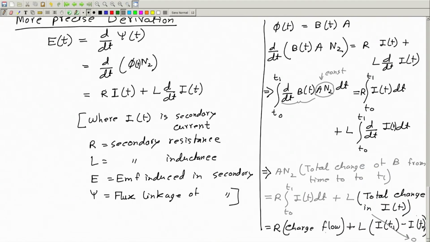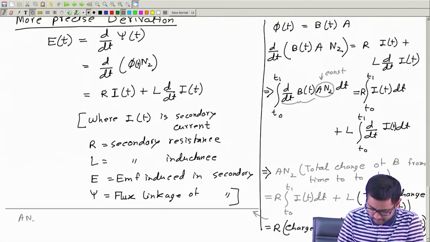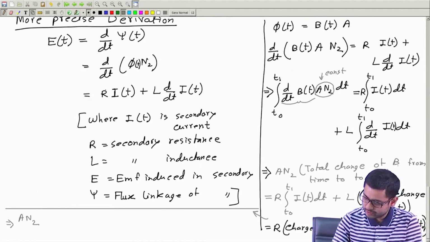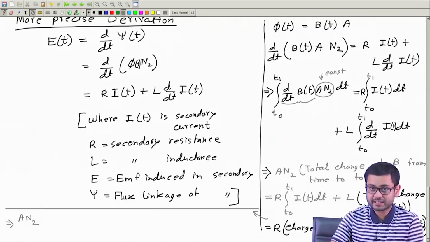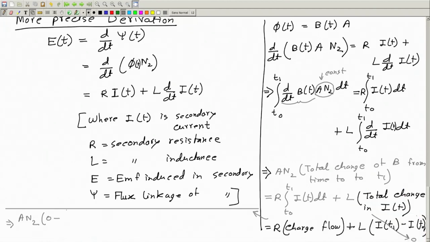So the right hand side is R times charge flown, and what is the left hand side? The left hand side is AN2 multiplied by the total change of flux density, the total change of B. Now what is the total change of B? This will be again final B minus initial B. Final B will be 0, and initial B is whatever that value is. This is the unknown initial B.